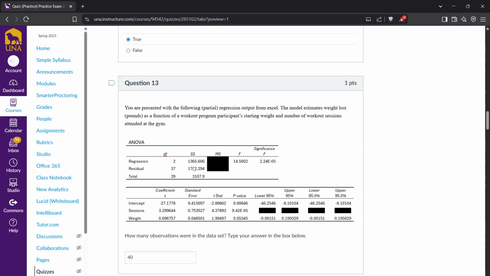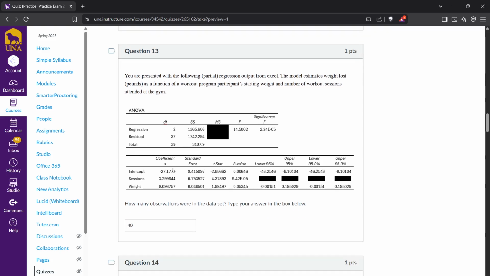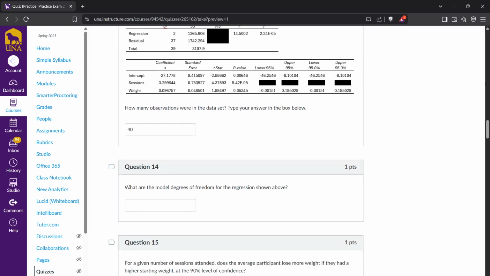All right, but you'll notice the formula Excel uses for mean squared error is the corrected mean squared error. And they're subtle about this, it doesn't actually call it mean squared error, it calls it mean squared residuals. So maybe they changed the terminology there to be a little bit more clear that they are dividing by n minus k. It all makes sense. What are the model degrees of freedom for the regression shown above?